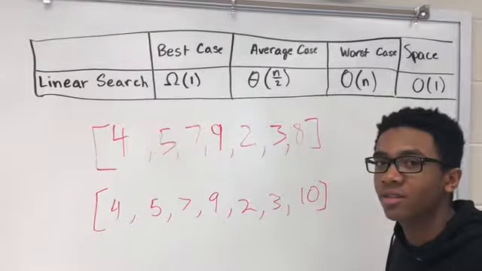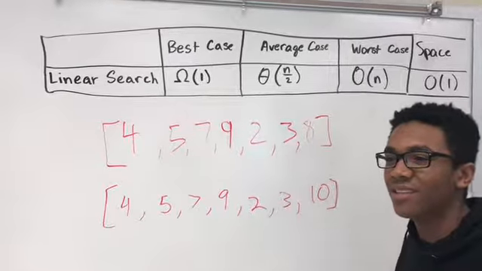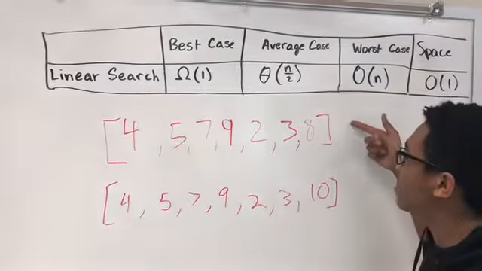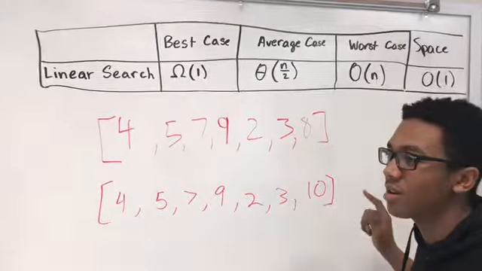Worst case scenario for linear search is when the number that we're looking for is at the end of the array or is not in the array at all. This is an example of when the element is at the end of the array, and this is an example of when the element is not in the array. In worst case scenario, the number of comparisons being made is the total length of the array.